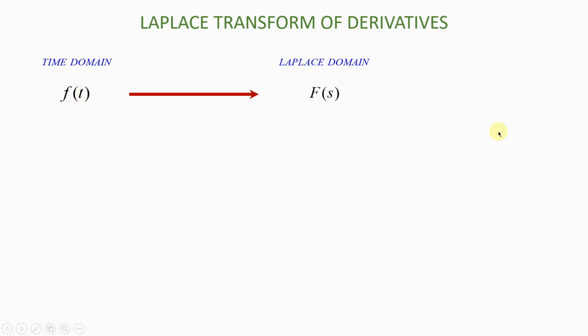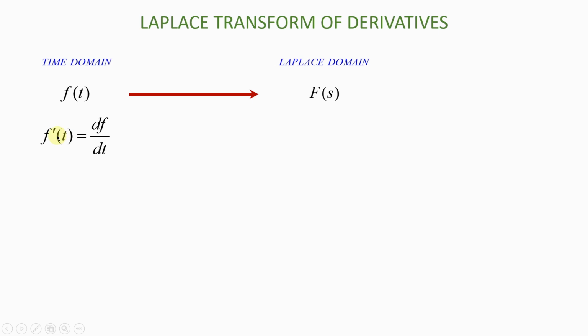And as I said to you earlier, it's the integral from 0 to infinity of e to the power of minus st multiplied by f(t). And we take that integral with respect to time, so dt, okay? We just saw that. Now, the first derivative of f(t) is f prime t, okay?